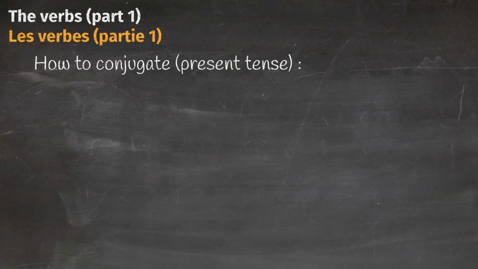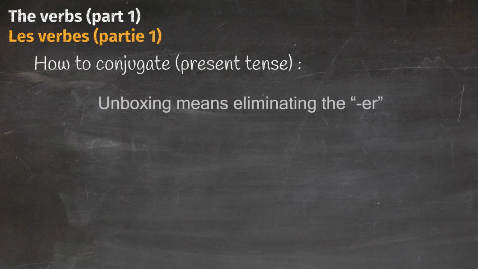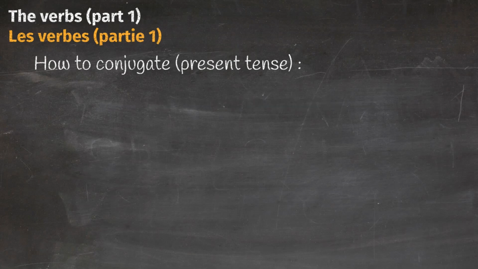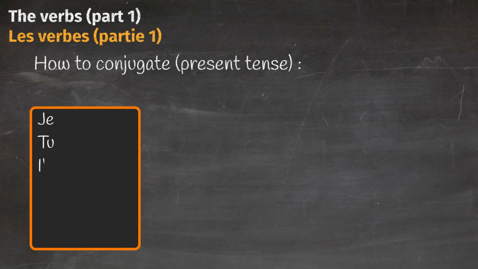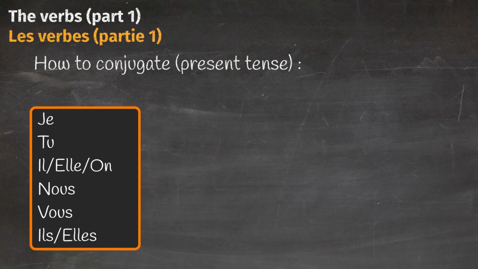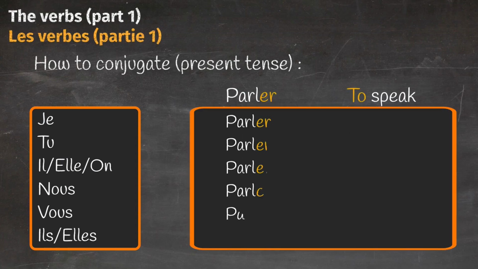How to conjugate present tense. To conjugate us in present tense, first of all, you need to unbox us. Unboxing means eliminating the ER. For example, let's use the verb parler. As I said, we start by unboxing, which means eliminating the final ER.